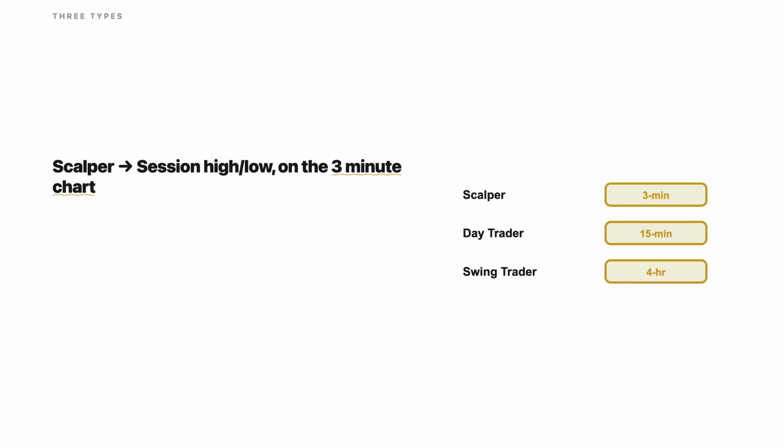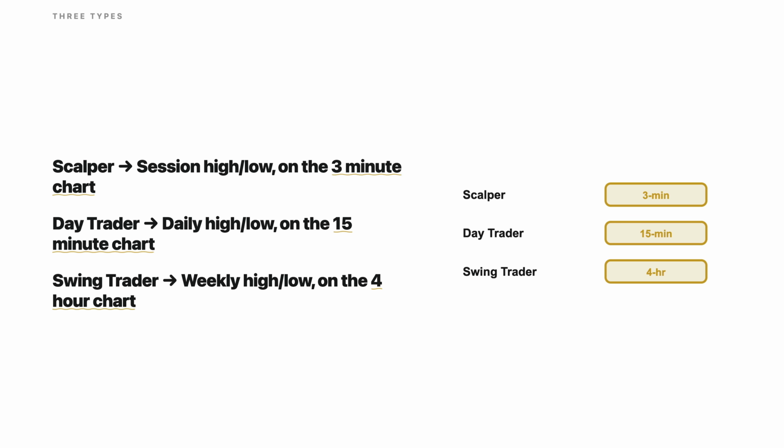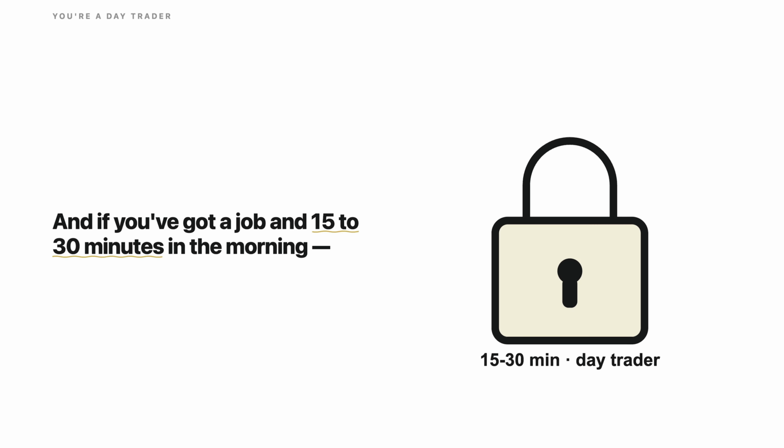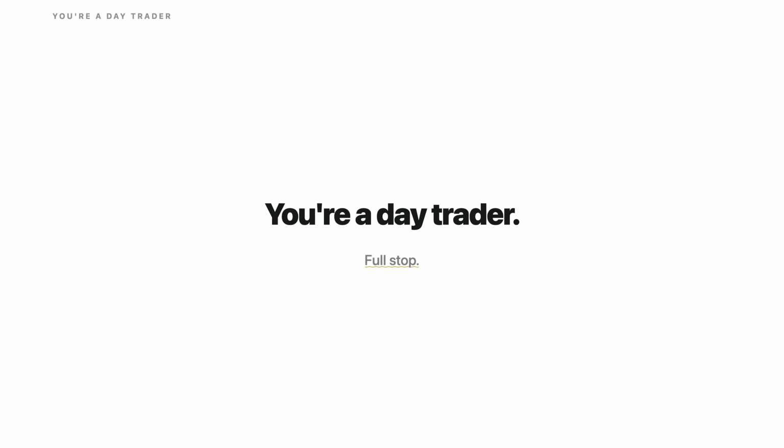If you want to become a scalper, the session highs and lows on the 3-minute chart is the way to go. If you want to become a day trader, daily high and low on the 15-minute chart is the time frame and the levels that you have to trade. If you want to become a swing trader, weekly high and low on the 4-hourly chart is yours. And if you've got a job and 15 to 30 minutes in the morning, you're a day trader, full stop.